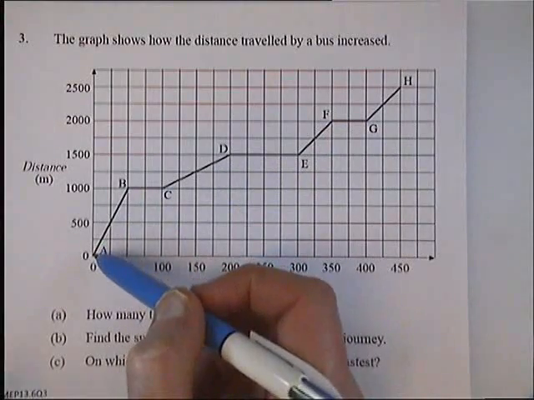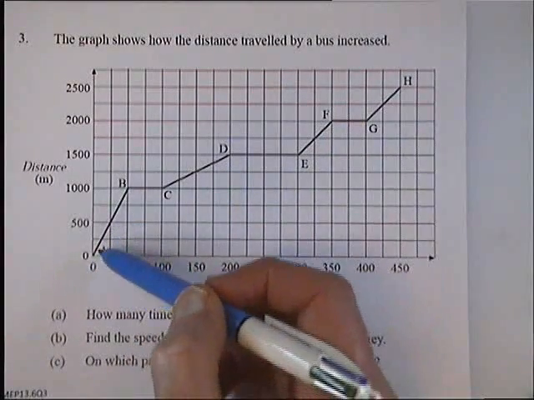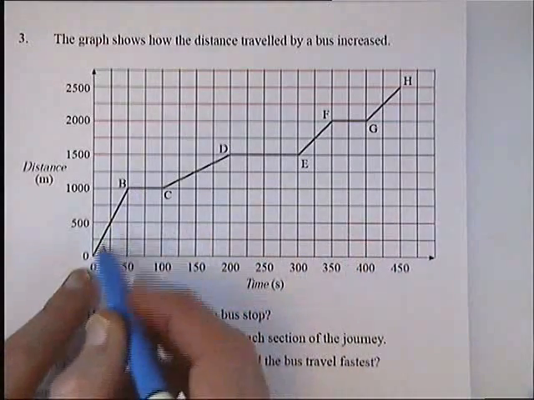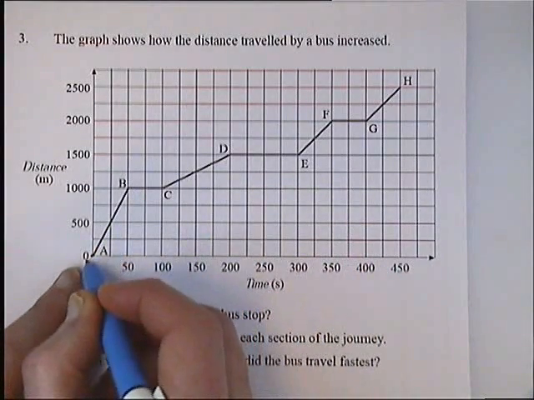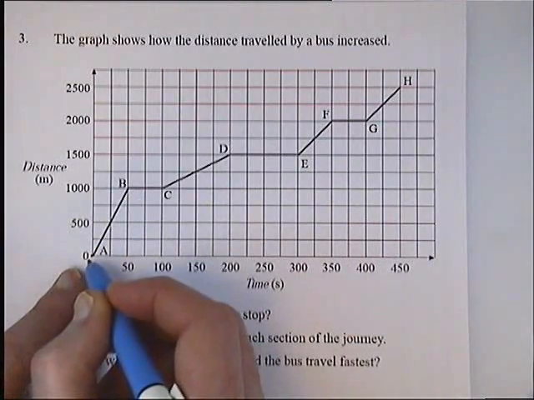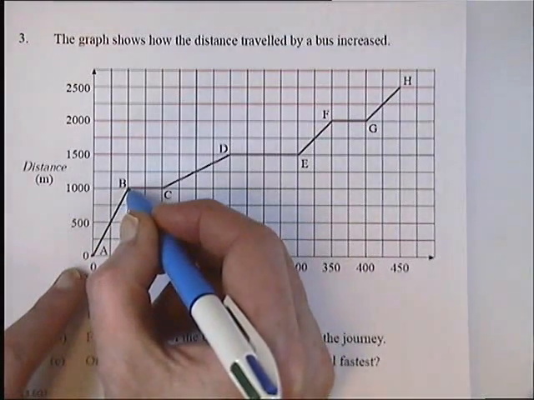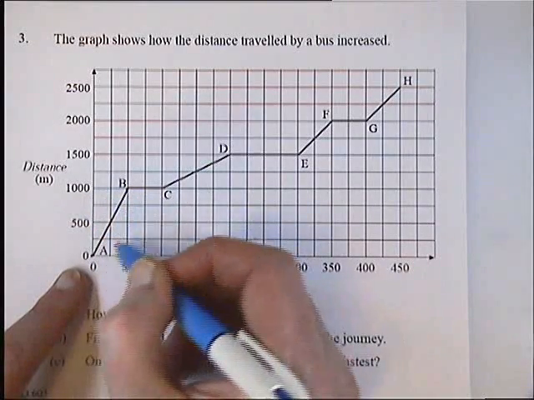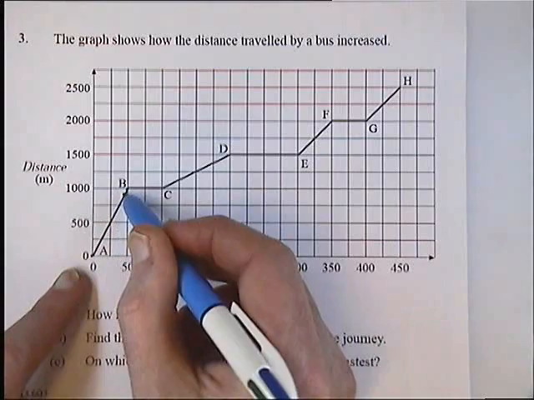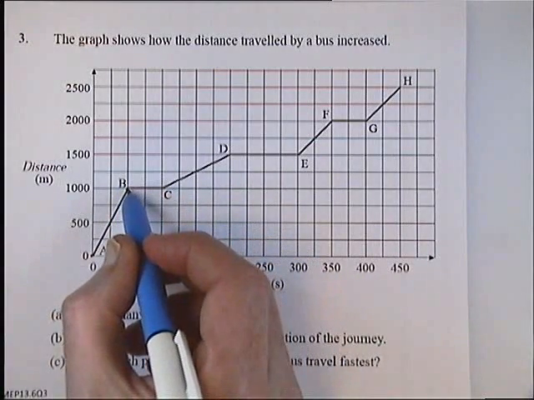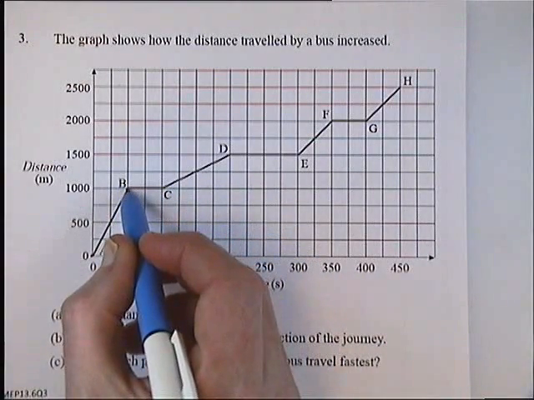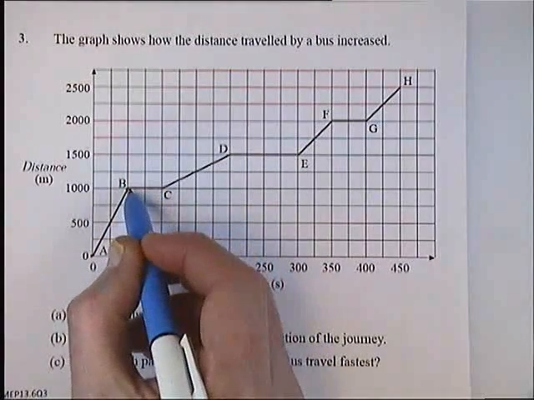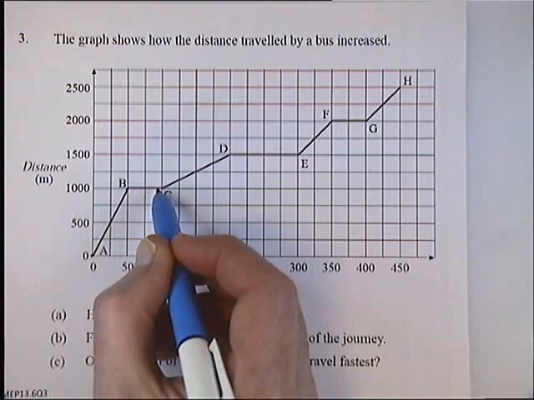If a bus is travelling, then the distance it is going is changing. It started out here, 0 distance. That's distance from the start. When it's got to here, labelled B, it's now 1,000 metres from the start, and it's been travelling all that time. But here, the distance is staying flat, it's staying level at 1,000. That is when the bus is stopped.